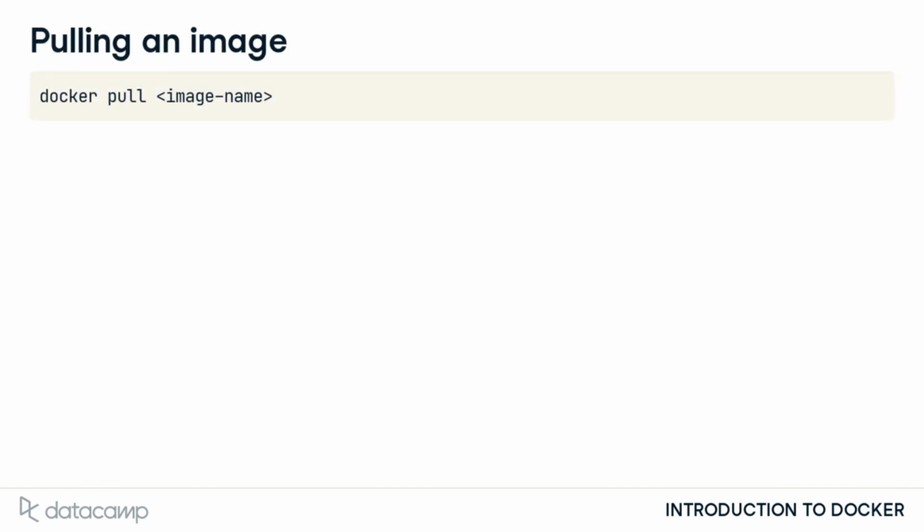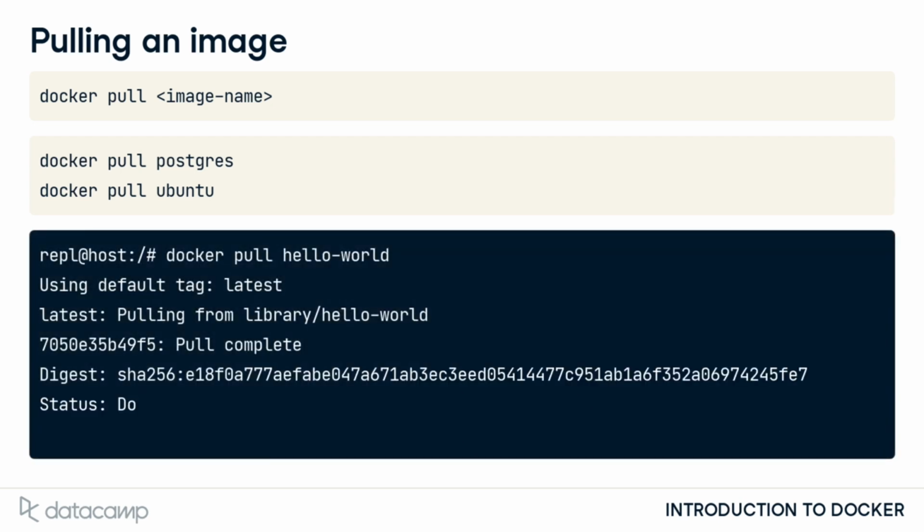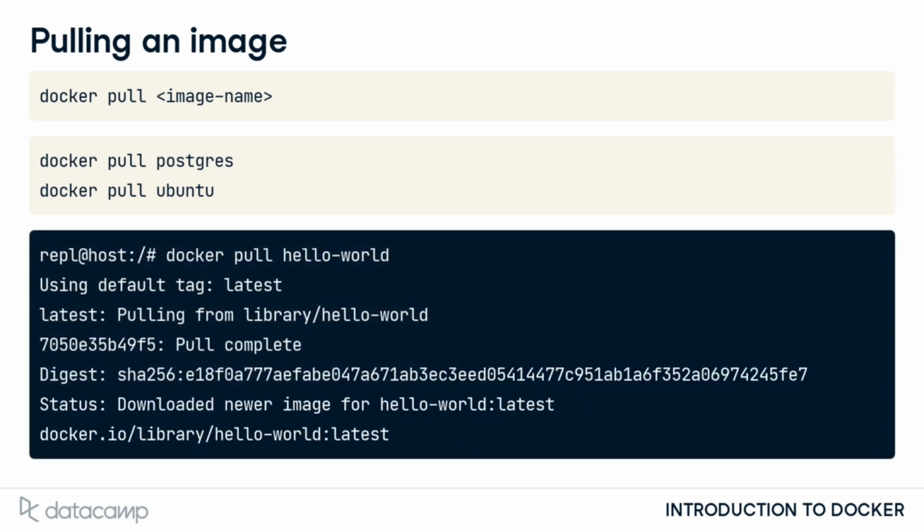Downloading an image from Docker Hub is called pulling an image. The command to pull an image is docker pull, followed by the name of the image you want to download. For example, you can download the Hello World, Postgres, and Ubuntu image from Docker Hub using docker pull. When pulling an image using just the image name, we will always get the latest version available of the image.